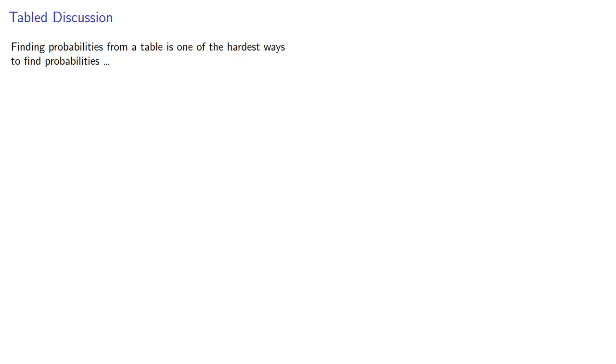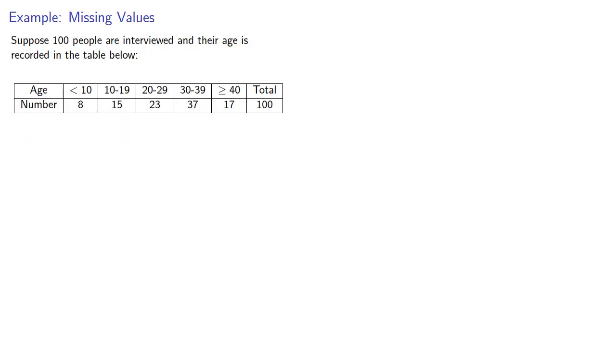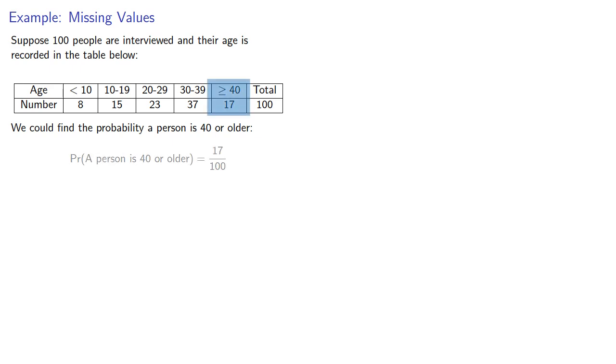Finding probabilities from a table is one of the hardest ways to find probabilities if you have to make the tables. But once you have the table, you can answer many questions about probability directly from the table, as long as you have the table. For example, suppose 100 people are interviewed and their age is recorded in the table below. We could find the probability a person is 40 or older, that's 17 out of 100.